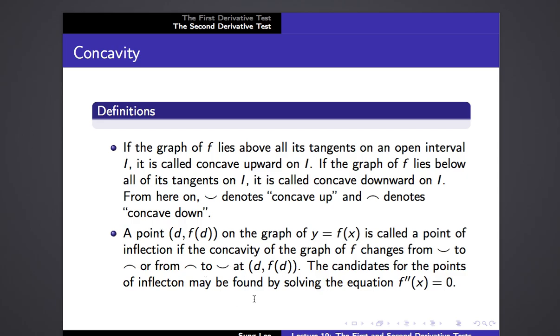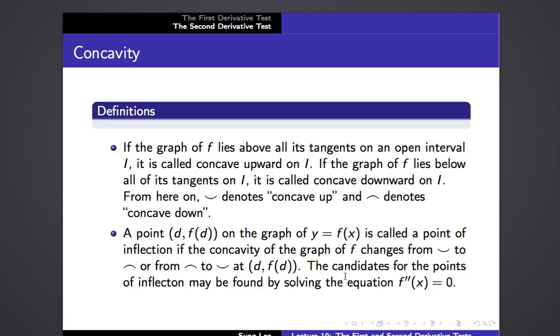Compared with the critical point case, critical points are only the x coordinates. At the critical point, the state of your function changes from increasing to decreasing or decreasing to increasing. And at the inflection point, the concavity of the graph changes from concave up to concave down or concave down to concave up.